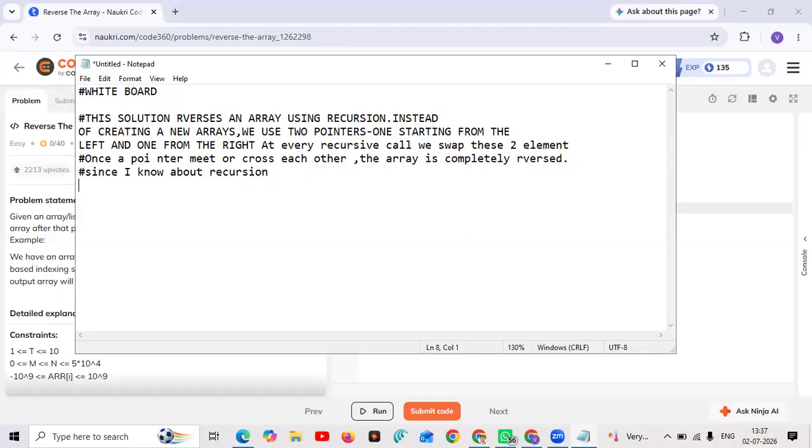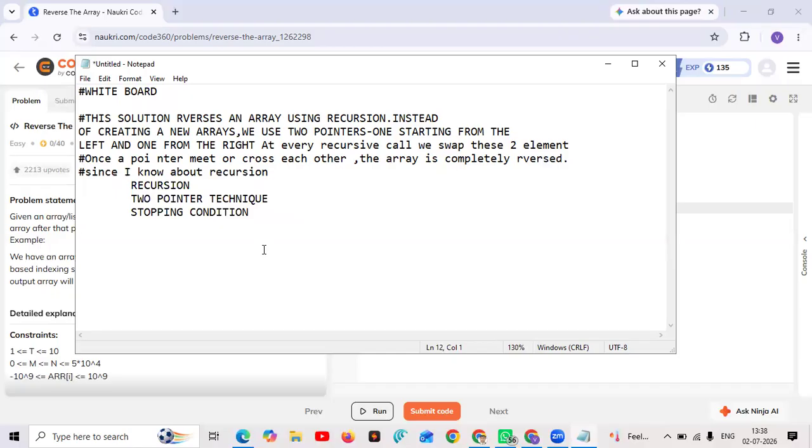So this much of part will immediately point to him that I know about recursion, I know about the two pointer technique, and I know about the stopping conditions. Basically, these are the three prominent things that we should know. What is the first one? The recursion. Second one is the two pointer technique, and third is the stopping condition.